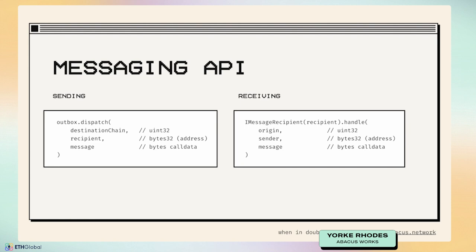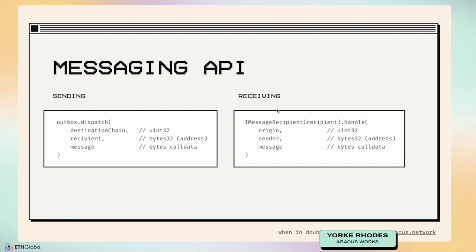So let's jump into the messaging API. Hopefully by now you get the general overview of sending and receiving mail. So to send mail from your smart contract to another blockchain, you just call the outbox contract that Abacus has deployed on that chain. You call the dispatch function on that contract, and then you have to specify what chain you are sending this mail to, what recipient contract you are sending this mail to on that chain, and what your message content is. And this can basically be formatted however you like.